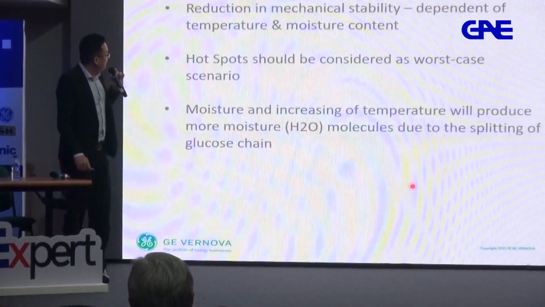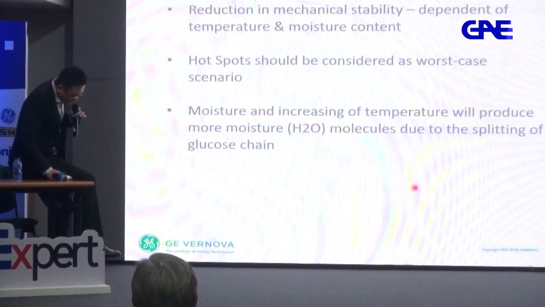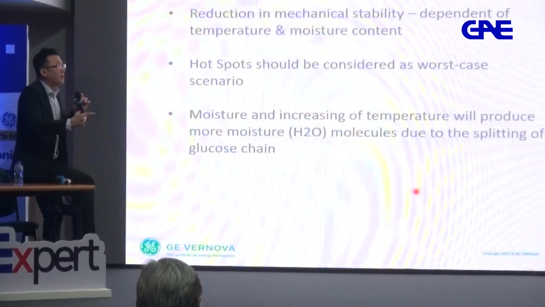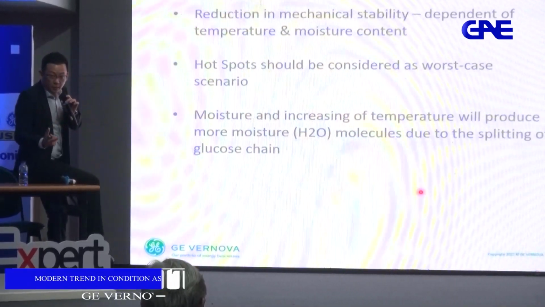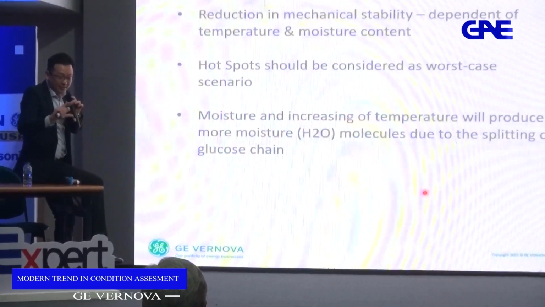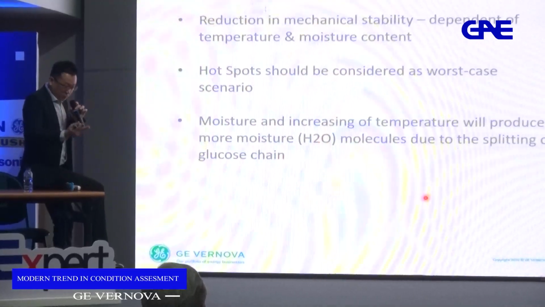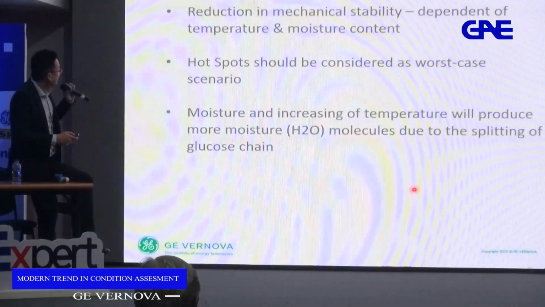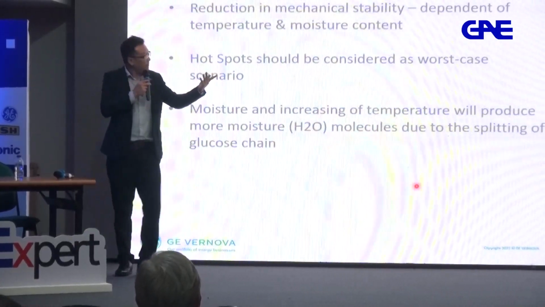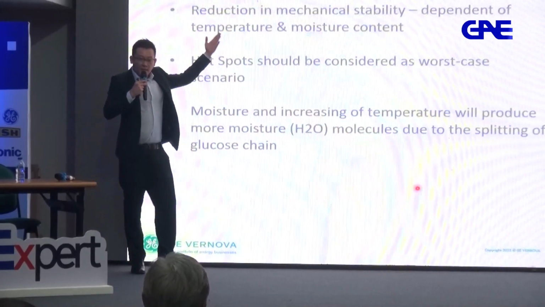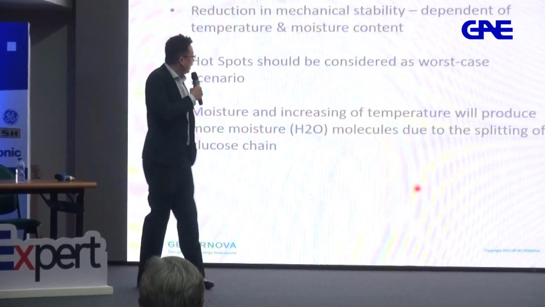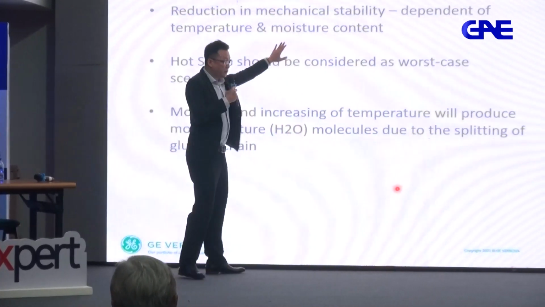Next, here we talk about life expectancy. Just now we talked about C6H12O6, the glucose molecule, and the strength of the piece of paper, its mechanical strength and stability. The reduction in mechanical stability depends on two factors. One, temperature: excessive load, overloading, and temperature will definitely rise. Of course, not forgetting about moisture content.